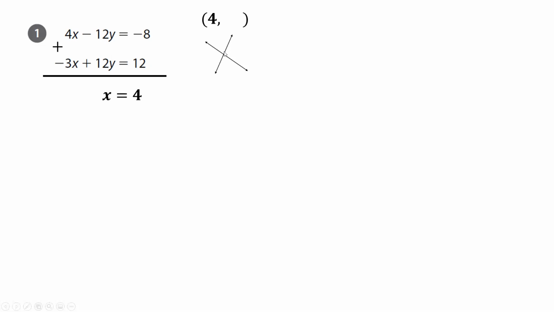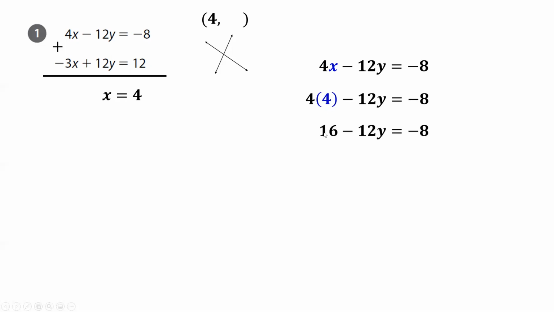We're going to do the same thing we do with substitution. You're just going to pick one of your equations and plug this in. You can pick the first equation or the second equation. I'm going to go ahead and pick the first equation. But now instead of x, I can plug in 4. And now we just do some simple math.